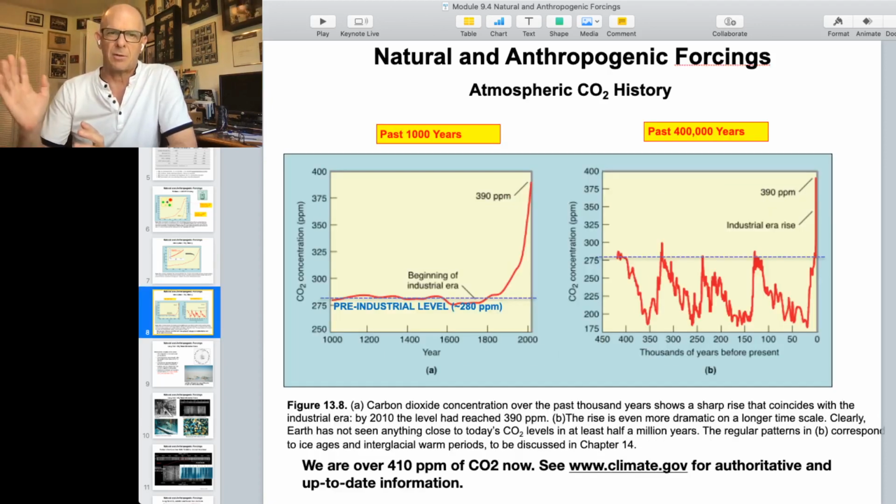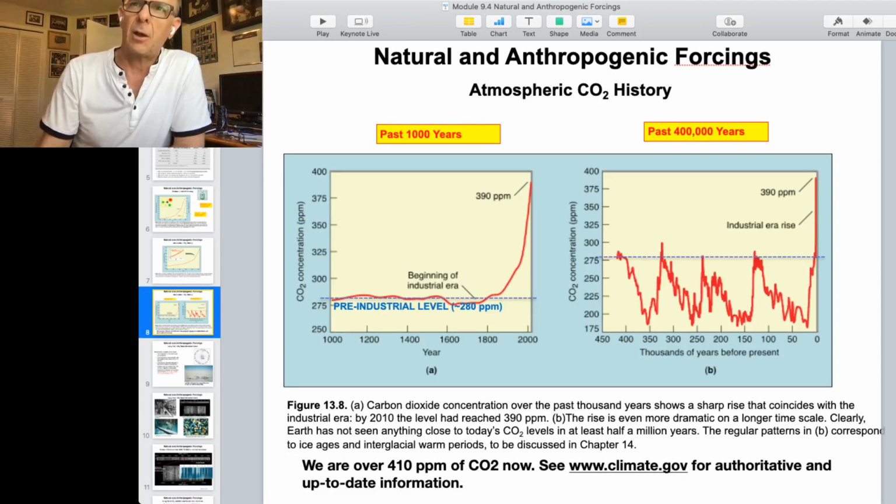Now let's zoom out and take a look at a much longer period of time. And you can see if we go back 1,000 years, quite constant at about 280 parts per million up until the Industrial Revolution, when we really started burning fossil fuels at significant rates. And we're now at about 415 parts per million.